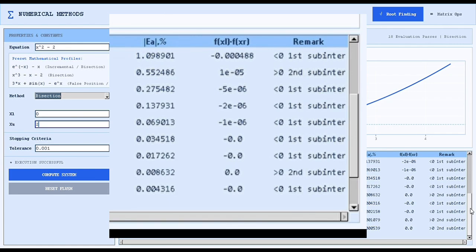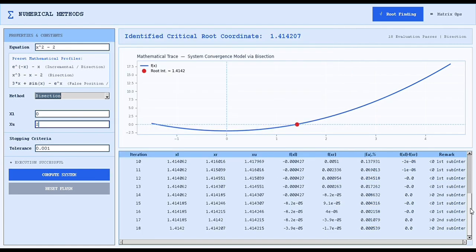When the product is less than 0, the remark says first subinterval, meaning the root is in the left half, so XU is replaced by XR. When the product is greater than 0, the remark says second subinterval, meaning the root is in the right half, so XL is replaced by XR. If the method lands exactly on the root, the remark says exact root, and the method stops immediately.